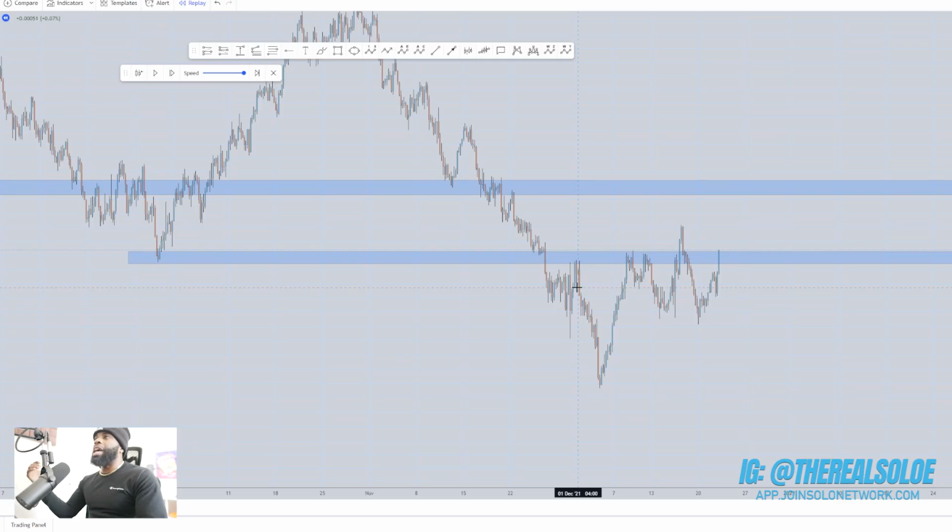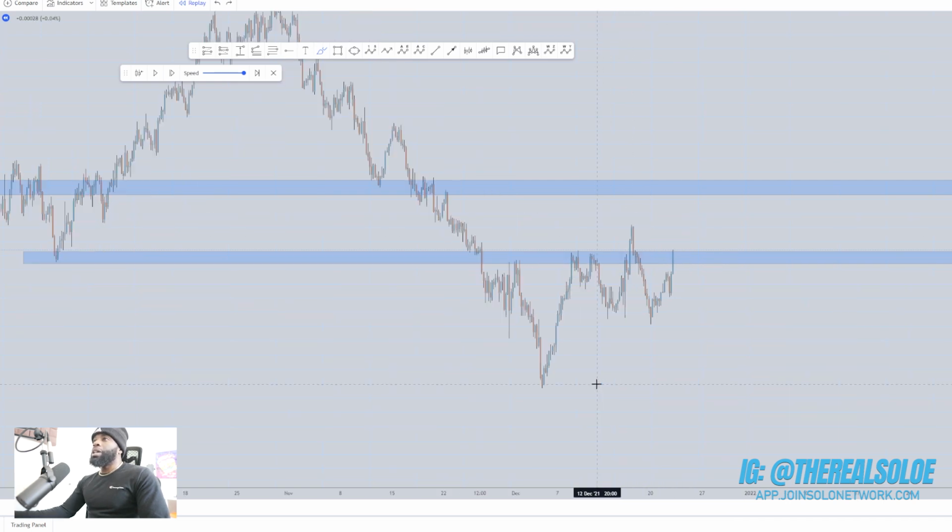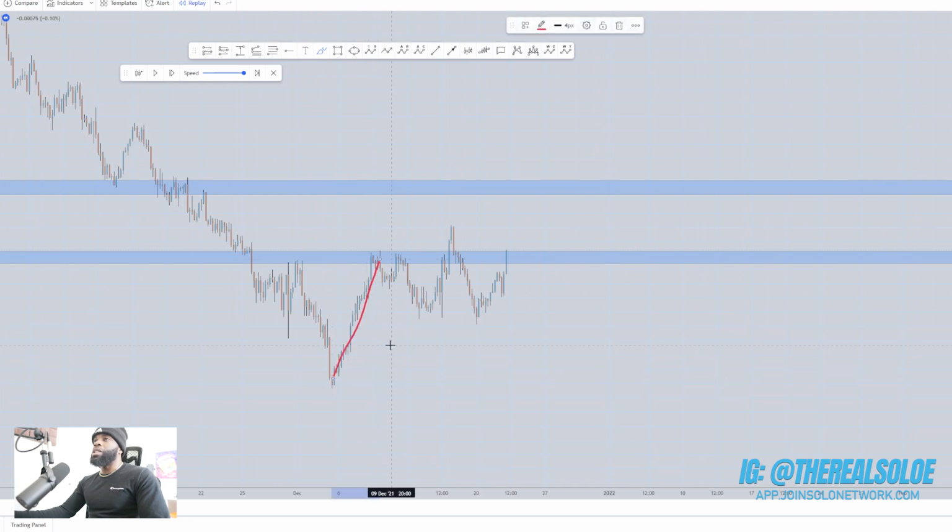All right, so now we have something called major structure forming here. Right now we have pretty much an impulsive wave. This whole entire move right here is all impulsive, all uptrends going up. After that, we got this pullback. But inside of this little pullback right here, we have that ABC pattern. We have a whole entire impulsive move here, and then here we have this ABC pattern. Now how this will work in your favor is very simple.